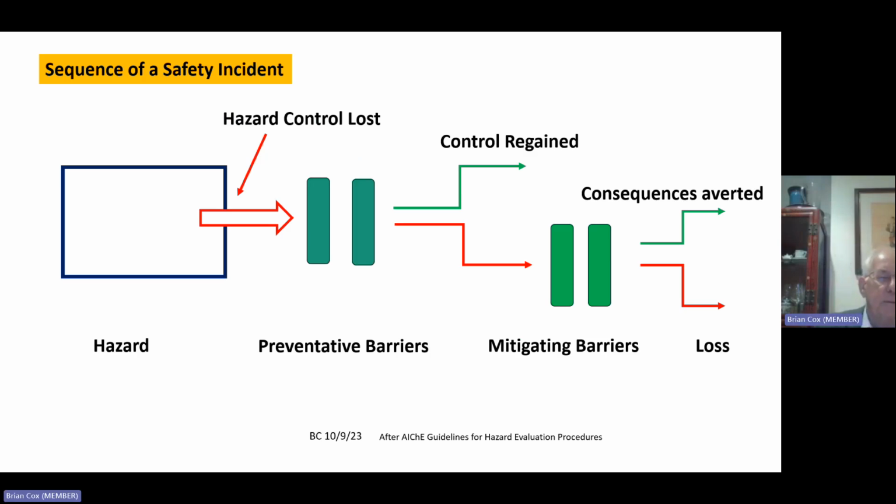This is quite a useful diagram from the American Institute of Chemical Engineers. It shows the hazard getting out of control. Then we're waiting for the preventative barriers to take control again. But if they fail, then the mitigation barriers really have the task of preventing any consequences. If they fail, then we have a loss. We may have loss of life in the worst case, injury, loss of asset, and so on.